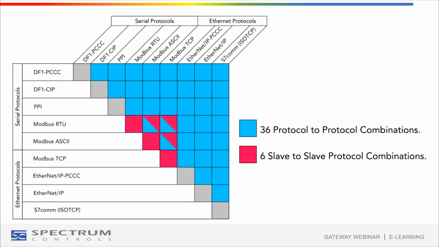Given the Universal Gateway supports 9 protocols, that equates to 36 protocol-to-protocol combinations. And because the Universal Gateway operates as a master device, there are 6 slave-to-slave protocol combinations, meaning, for example, you can communicate between 2 Modbus RTU devices when using the Universal Industrial Gateway.